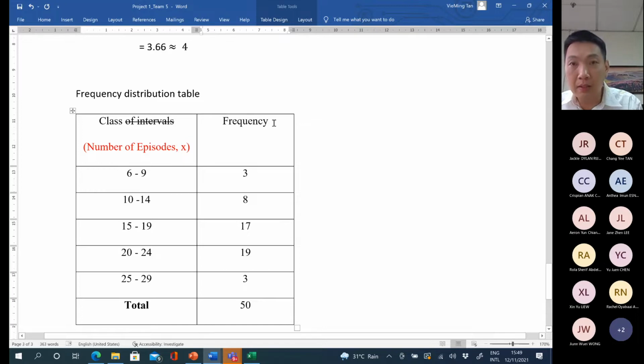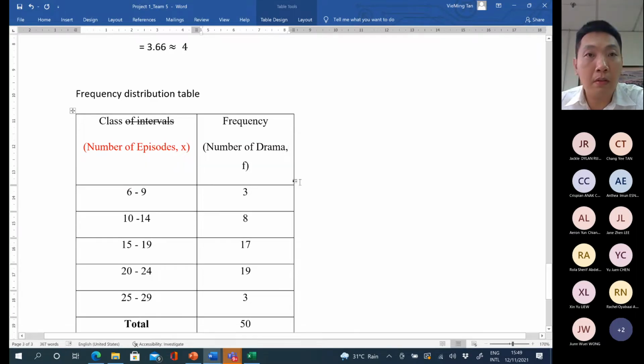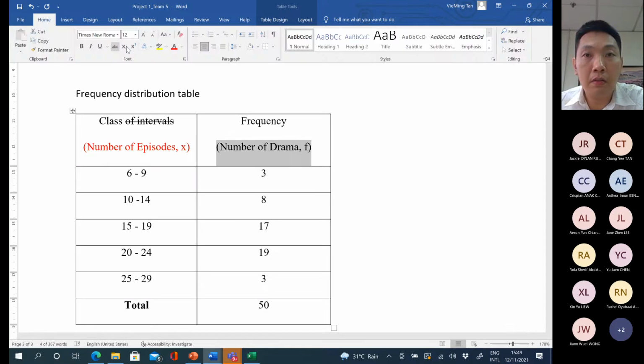So both are accepted. You can either use frequency or you can just put number of drama for this question. And for this column is frequency, so it's F column. If the title is correct, you can get half mark for the title. And this one is the title for the second column. I'll check also half mark for this, right?